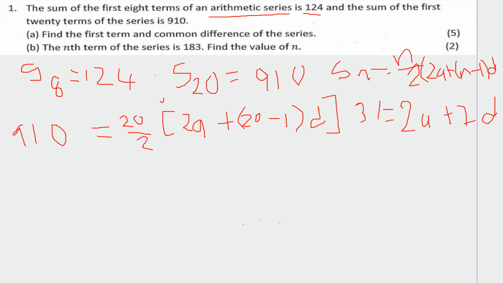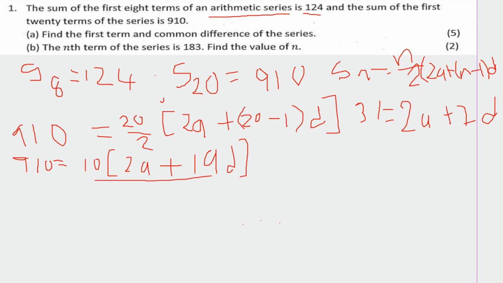So when we simplify the equation, we're going to have what? We're going to have 910 here being equal to 20 divided by 2, which is going to be 10. And then we still have 2a. Then 20 subtract 1 is going to be 19. And then 19 multiplied by d is going to be 19d.